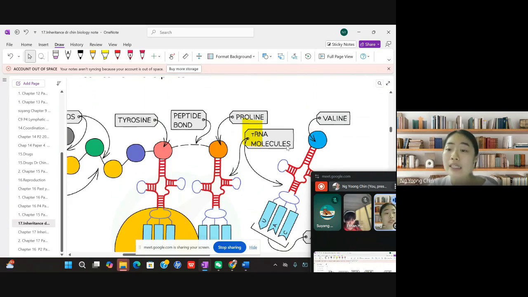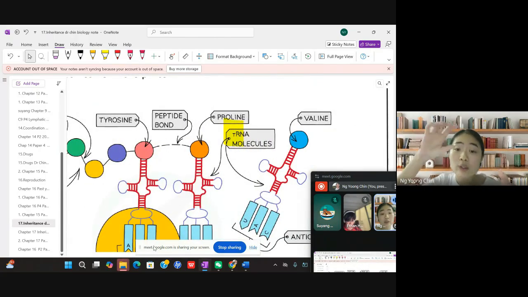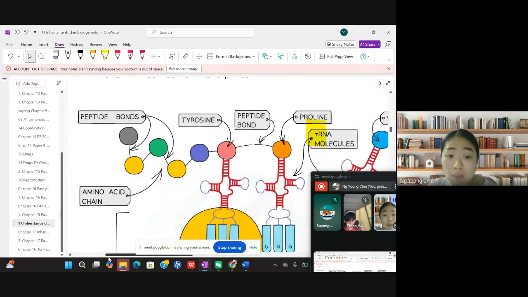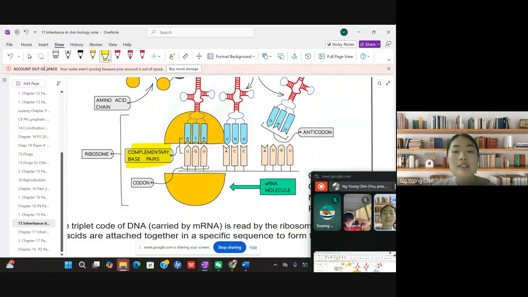So you can see at this picture, it shows valine, proline, tyrosine. Actually, it refers to the types of amino acids. And then how do they join the amino acids together? They join them by forming peptide bonds. You can see here's the peptide bond. So at the end, they become a polypeptide chain. The anticodon from the tRNA joins to the codons on the mRNA by complementary base pairing. You can write about this one. If the question asks you about this, you can write about this. This complementary base pairing occurs at the ribosome.